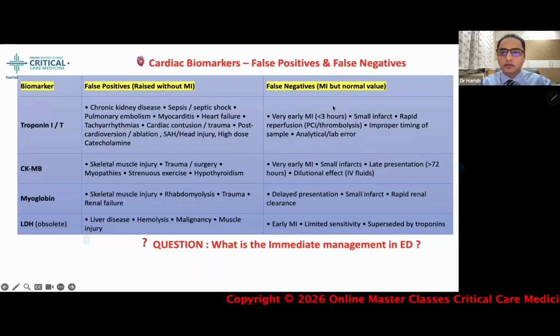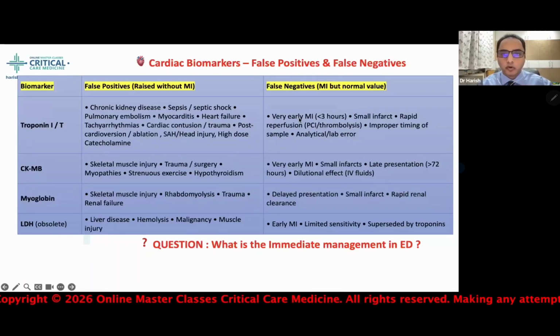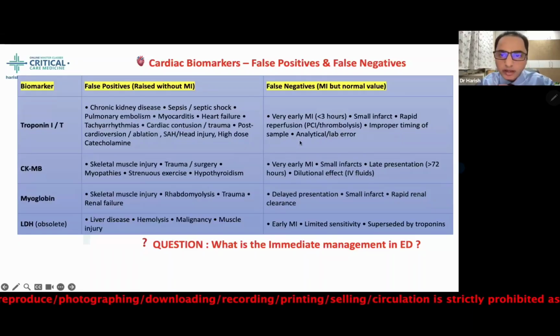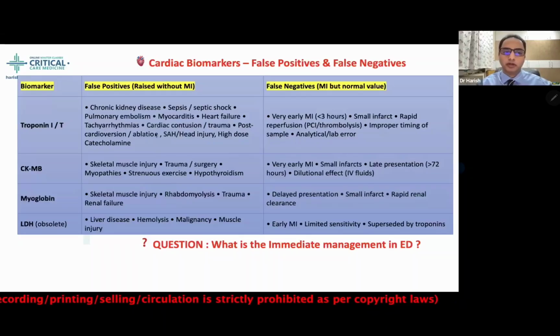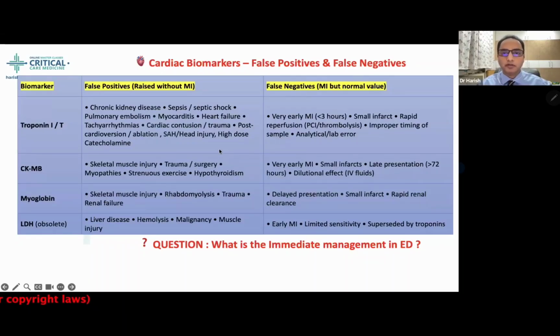Now the false negative: MI is there but the value is normal. This happens if you checked the troponin less than 3 hours after onset, or the patient has a very small infarct, or rapid reperfusion was done, like PCI or thrombolysis within 3 hours. Improper timing of the sample, and sometimes analytical or lab error, may also be a reason for a false negative troponin. This column is very, very important. You can go through it at least for troponin I and T for false negative and false positive reasons.